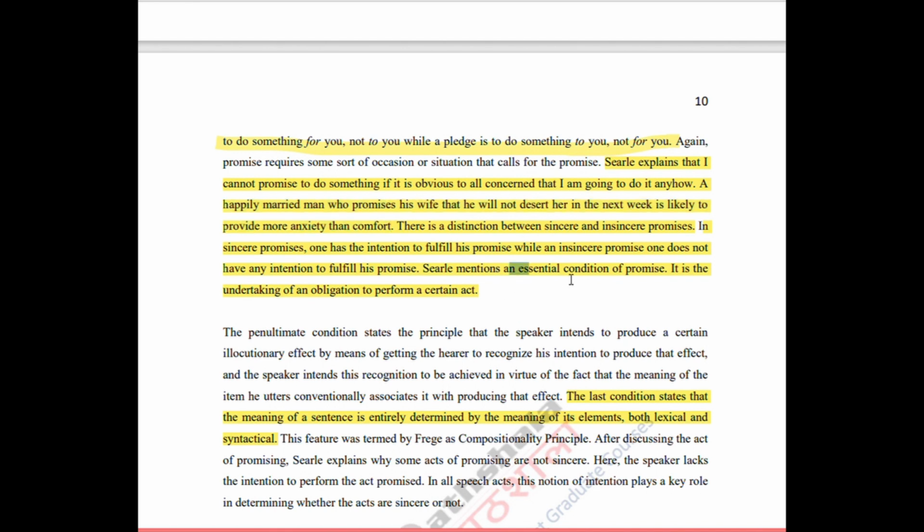So Searle mentioned an essential condition for promise. It is the undertaking of an obligation to perform a certain act. So according to Searle, a promise is an obligation to perform a certain act. That means it is talking about the future and not about the past.